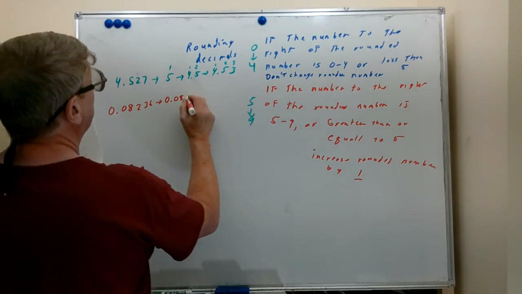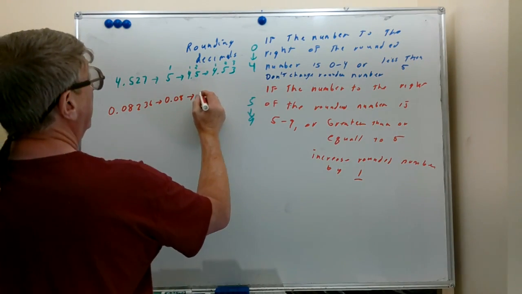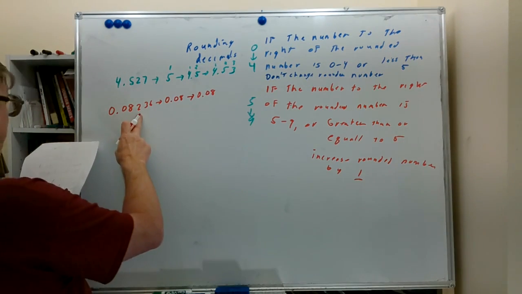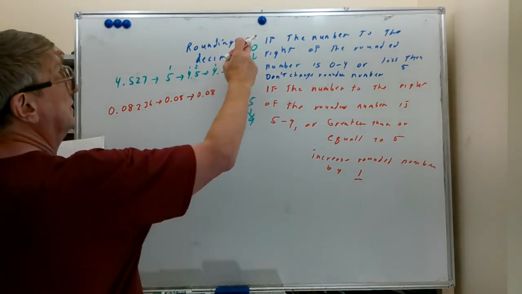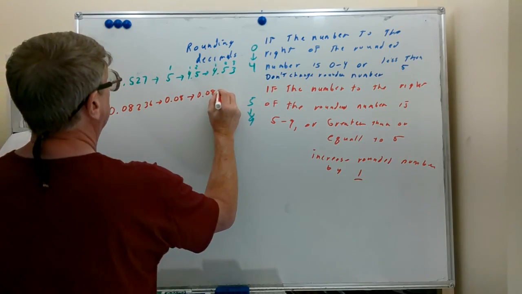Now, what if we go to 2 significant digits with this thing? Well, we'll write down the first one. That ain't going to change. 0.08. Now we're looking at the 2. That's our second significant digit. What's to the right? It's a 3. We don't do anything. So that stays as 0.082.